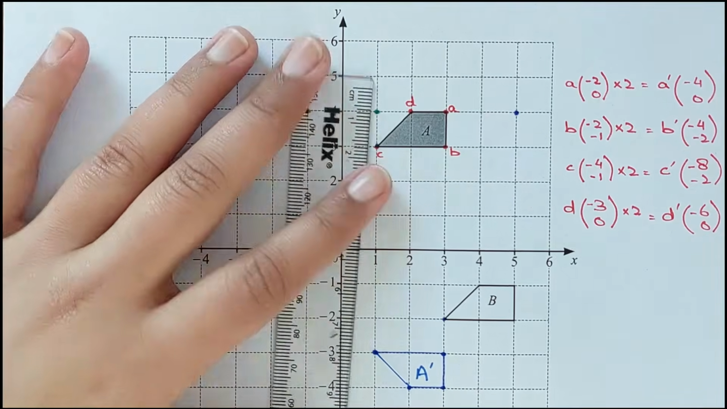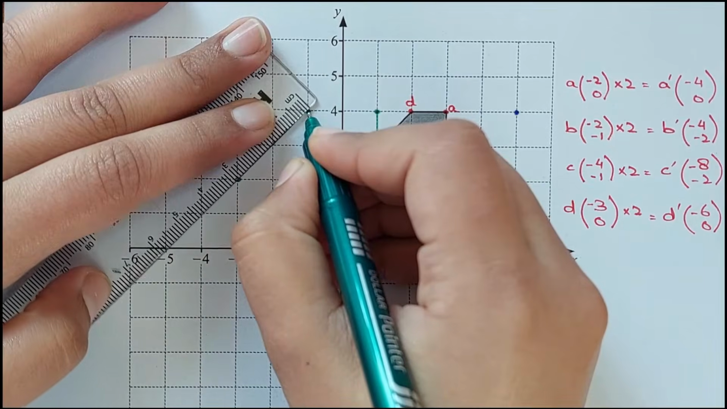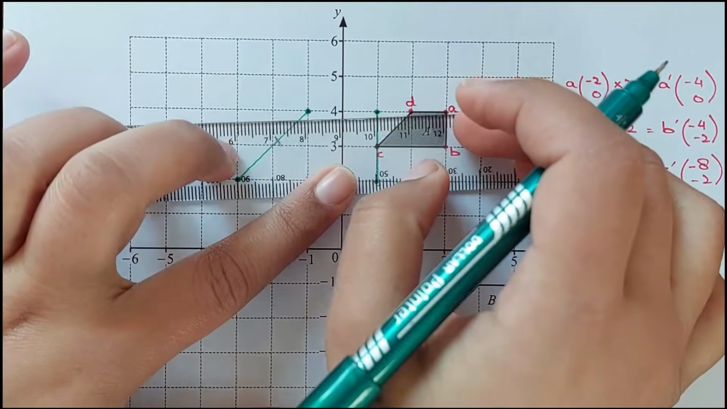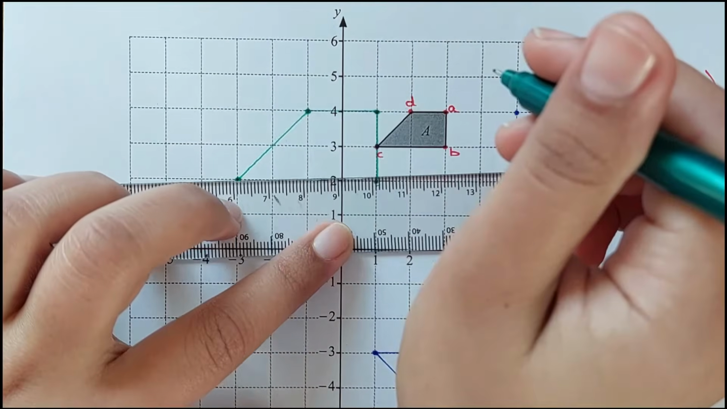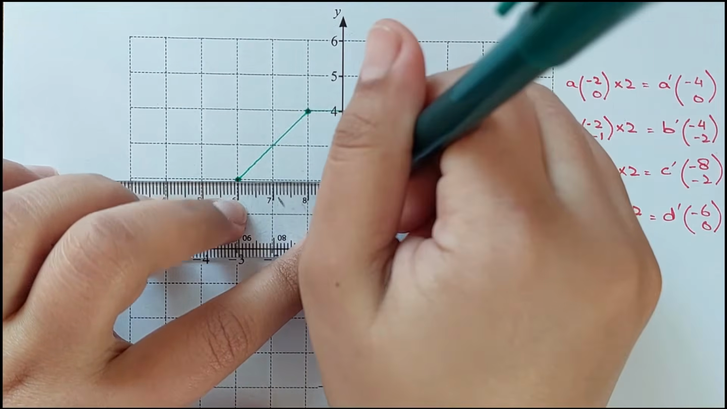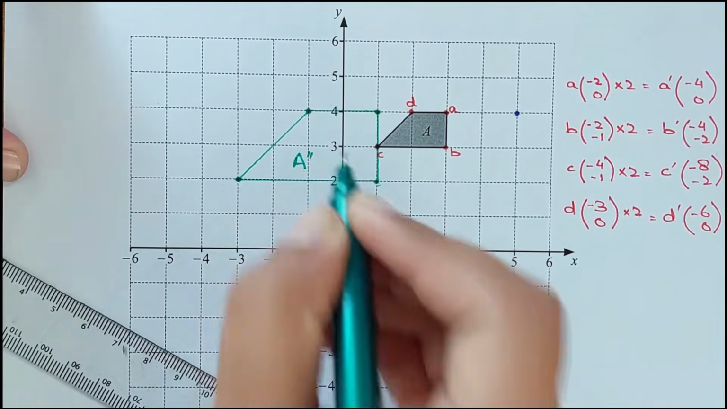Let me connect the points to get the enlarged shape. Since the scale factor is positive, both the enlarged shape and the original shape are on the same side of the center, right? So we can say this is A double prime, the enlarged shape.